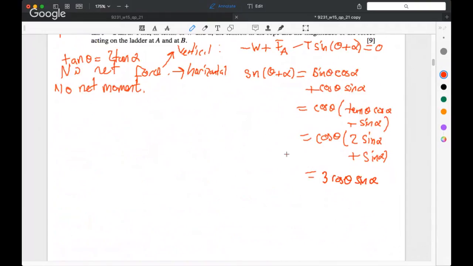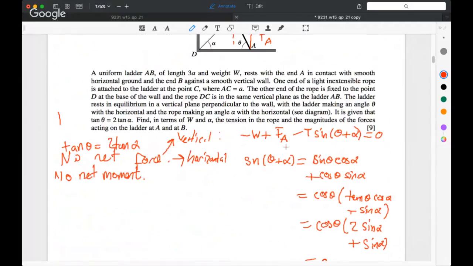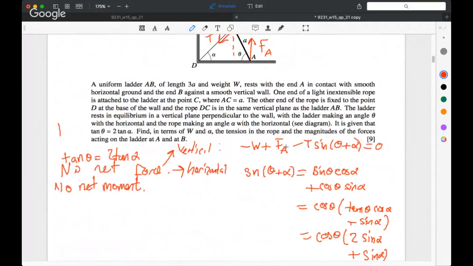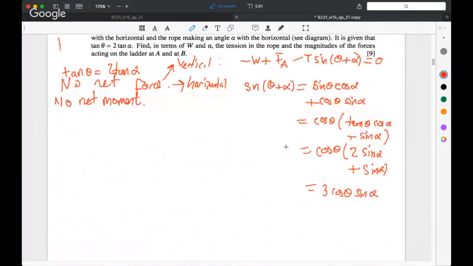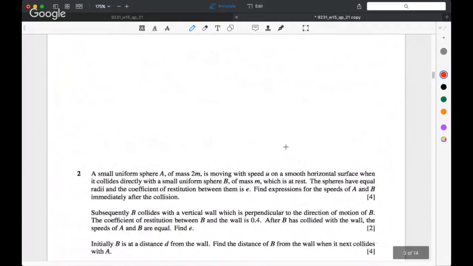That's the main trick to the question, really. Once you've got that, you can just take moments, solve for the vertical forces, and then just work through the question. You should be able to get the forces at A and B in terms of W and alpha only. Okay, second question.